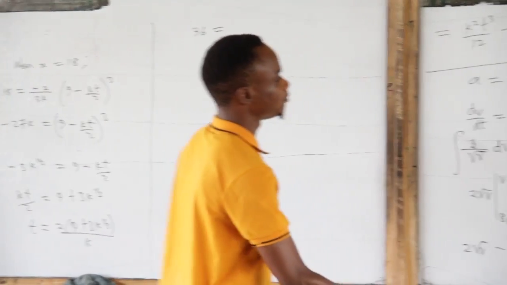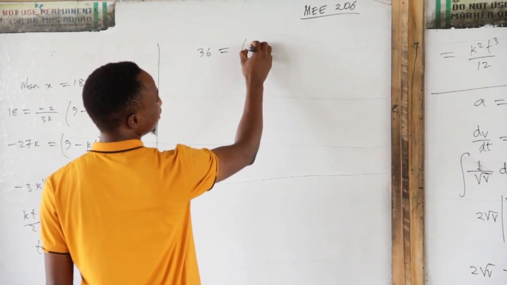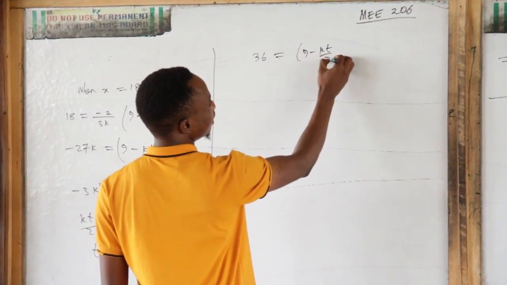That is going to give me 9 minus 80 over 2 all squared.